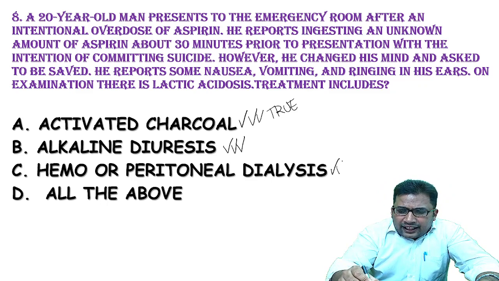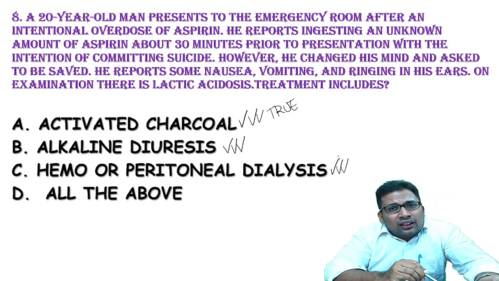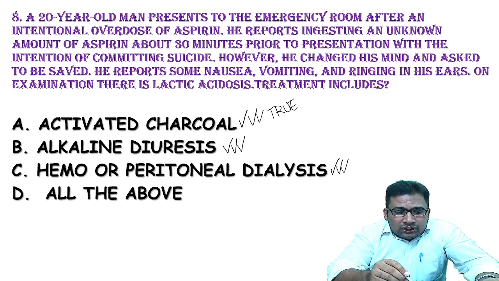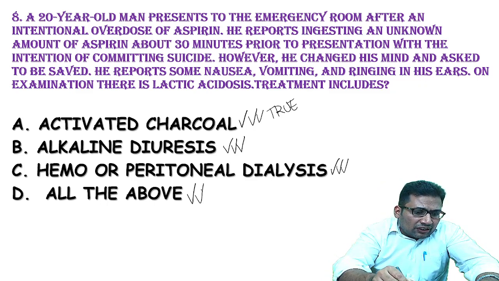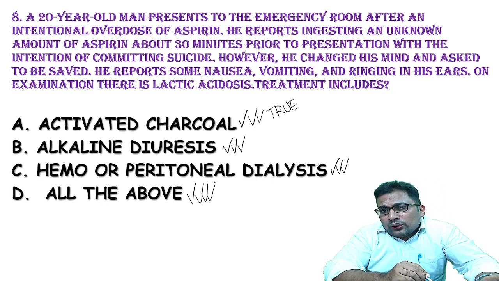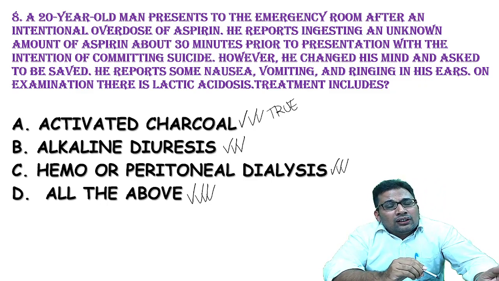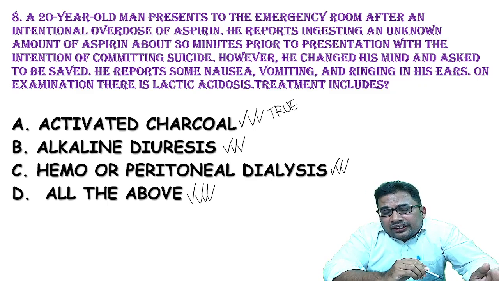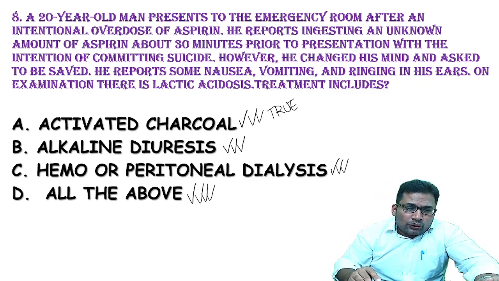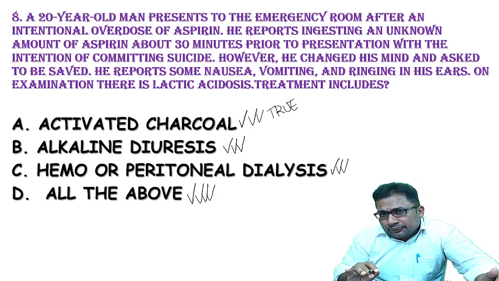Yes, when the aspirin level in the blood is very high, you can do hemodialysis and peritoneal dialysis. So A, B, C, all the three are correct. So I'll go with D as the answer. All the above is the correct answer. Sometimes they'll give some other option which is not the treatment. Then that will be the answer in that case. Okay. So the answer for this question now is D.